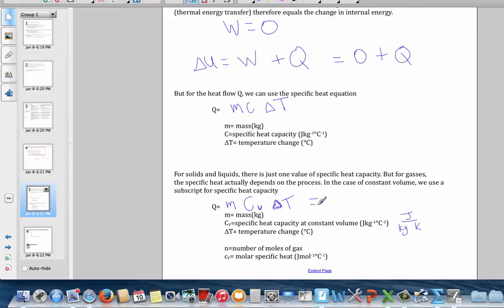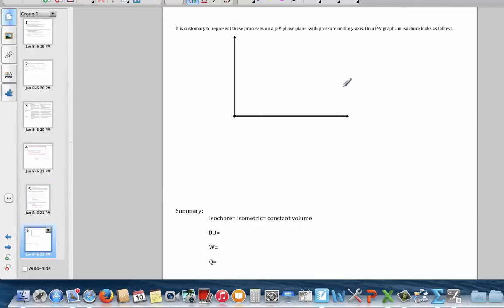There's another way to write this. You can make c the molar specific heat capacity, and then this relationship would be n, and then a small c instead of a capital C, CV delta T. So this is number of moles, this is joules per mole Kelvin, and that is the temperature change. And you can see that these two specific heat capacities are just going to be related by the units of kilograms per mole, i.e. the molar mass of the refrigerant or of the fluid or of the material.